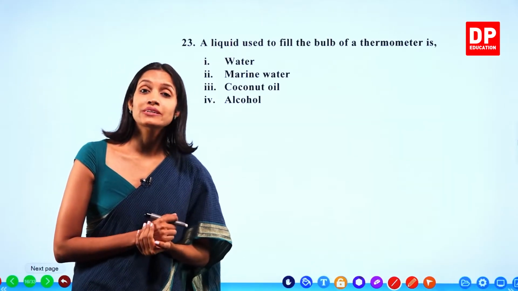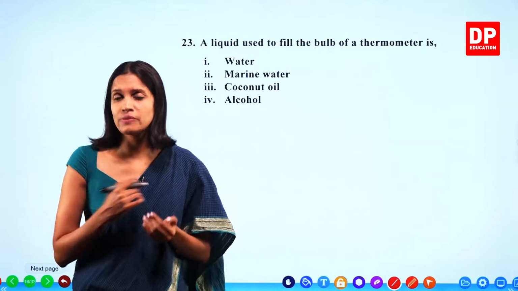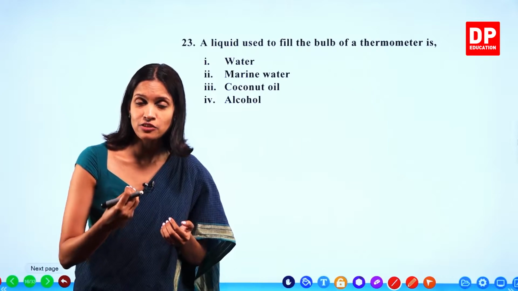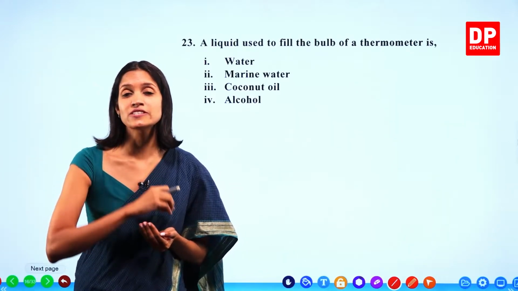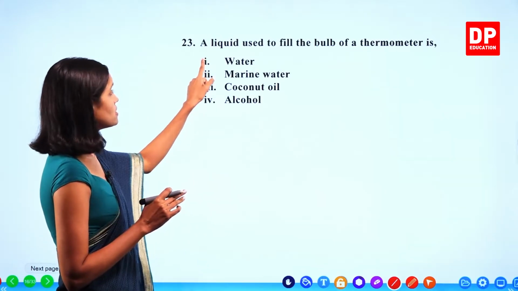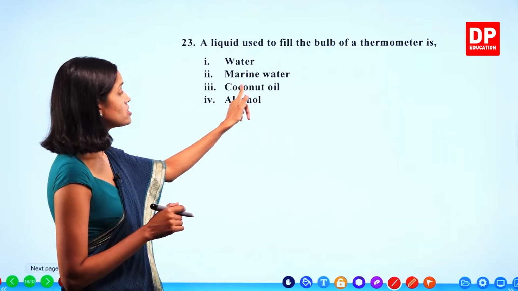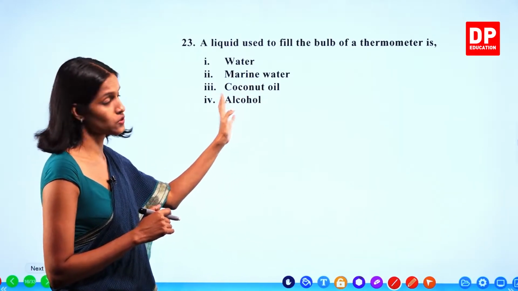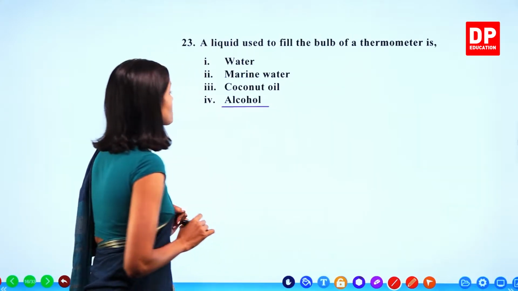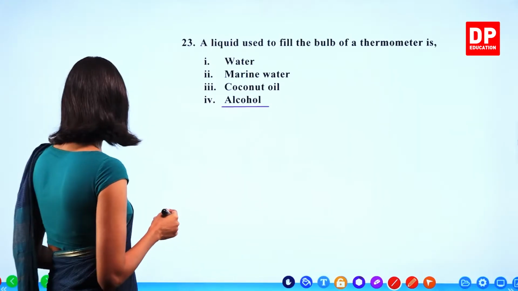Right? A liquid used to fill the bulb of a thermometer is. What are the commonly used liquids, children? We use mercury and alcohol, colored alcohol, because alcohol is a colorless solution. We cannot use colorless alcohol. We cannot observe how it changes clearly. Therefore, we always use colored alcohol, right? So water, no. Marine water, no. Coconut oil, no. Alcohol, yes, we use alcohol. Right. Okay, we'll move on to the next.